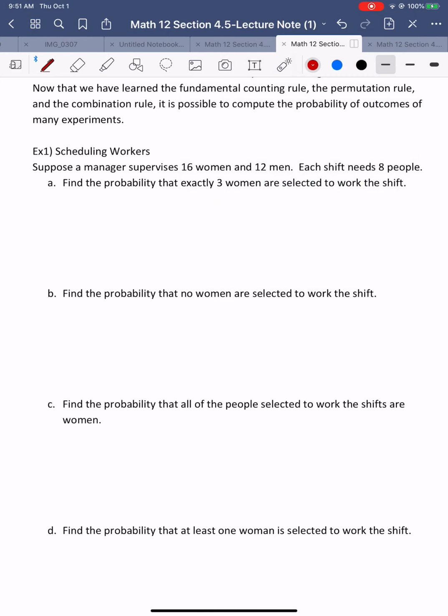Okay, so there is 16 women and 12 men. Each shift needs 8 people. So find the probability that exactly 3 women are selected to the shift. So the probability for needing 3 women, but the total people needed is 8, which means the other 5 people need to be men.